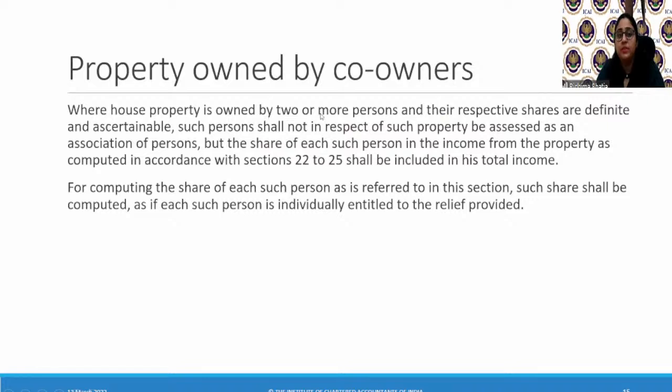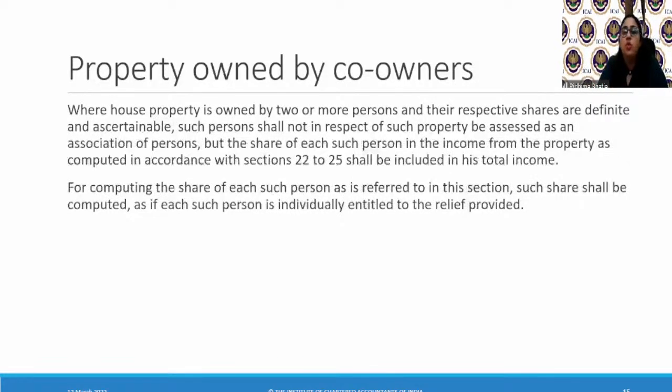Where house property is owned by 2 or more persons and their respective shares are definite and ascertainable, such persons shall not, in respect of such property, be assessed as AOP. This line means that whenever two persons own anything together, they generally become an AOP. But in the case of house property, we are considered co-owners. We are not an AOP. Co-owners means separate, different identities.